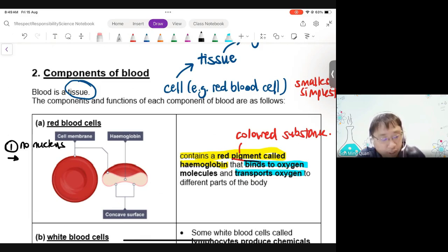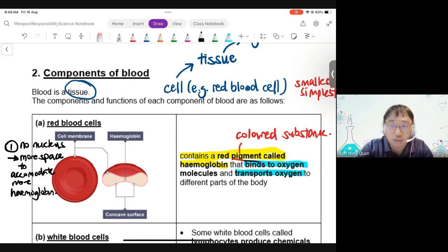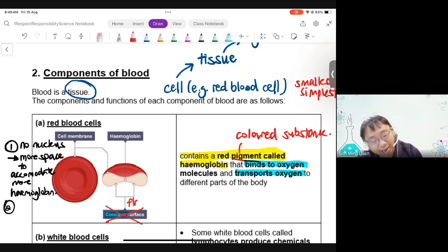Because red blood cells have no nucleus, there is more space to accommodate, or fill in, or contain more hemoglobin. So that's the idea. The absence of a nucleus frees up the space in the red blood cells to actually contain more hemoglobin. Okay? Now, next, you might notice that over here there's this word concave surface. Now, please cancel that out. It's actually a flat biconcave surface. It's not just concave, but flat biconcave.